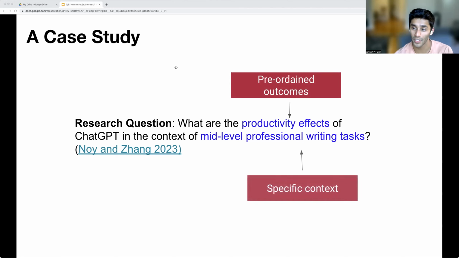The second is that they've given us a specific context. So it's not just the productivity effects of ChatGPT in general. They tell us on mid-level professional writing tasks. And what this means is that we have a specific context, a specific set of tasks we're interested in, and usually with that, a population that we may consider studying. And so while this research question is succinct, it's specific enough that it gives us a starting point for maybe designing an experiment.